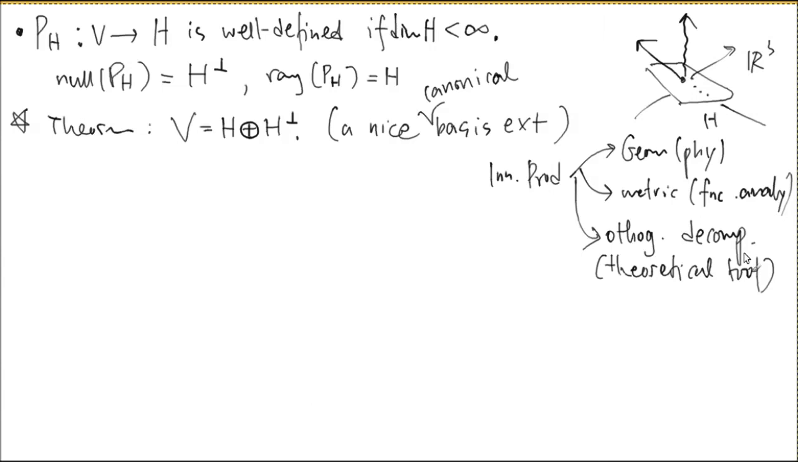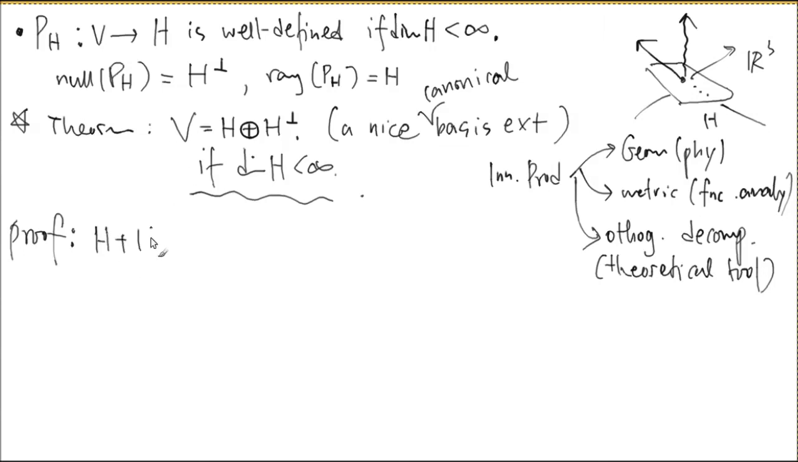Okay? Let's see why this one is true. And this one is also under the condition that the dimension is finite. H perp might be infinite because we're allowing V to be infinite. But you will see where this condition is kicking in. Proof. Do you remember the direct sum proof? What do we have to do? First, we establish the direct sum property, right? So here's H plus H perp. Remember that guy?